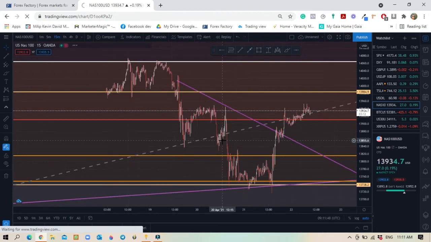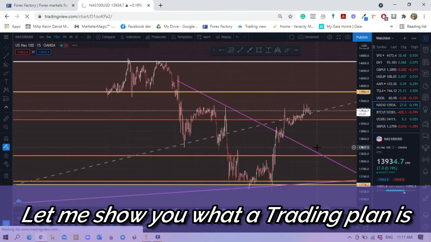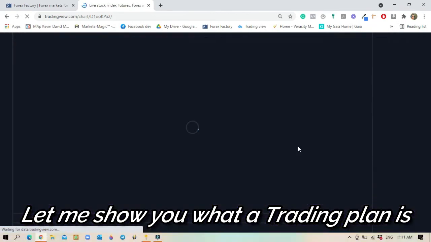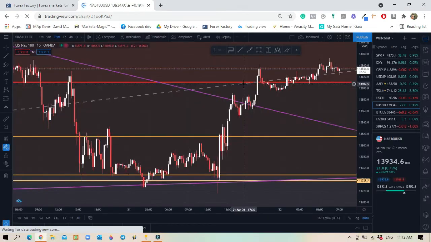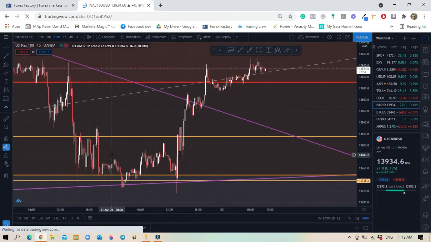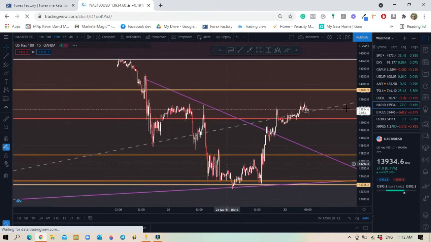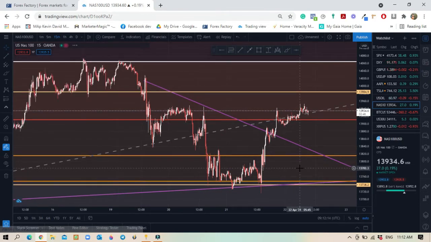Okay guys, there we go. So now you can see that this entire thing is covered with my plan that I had earlier. Okay guys, so now you can see that here was my plan from earlier. As you saw, I could log my trading plan and see if it was correct.